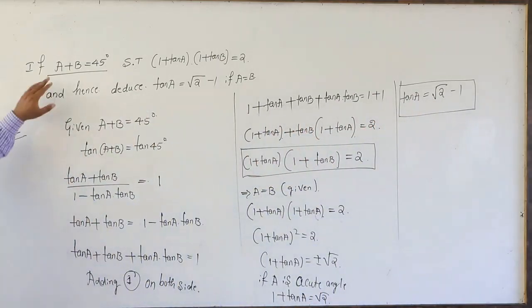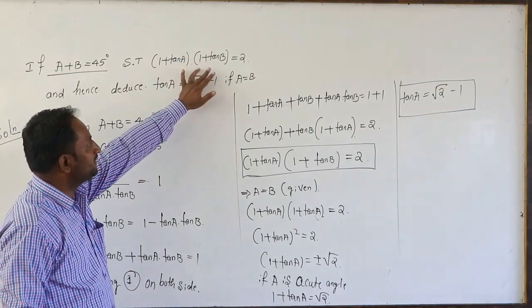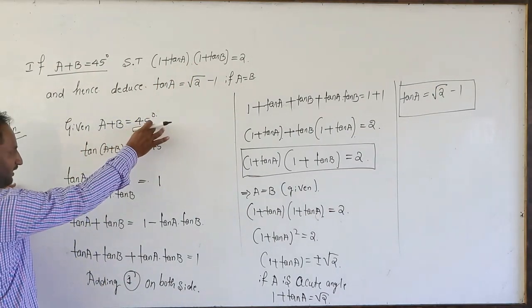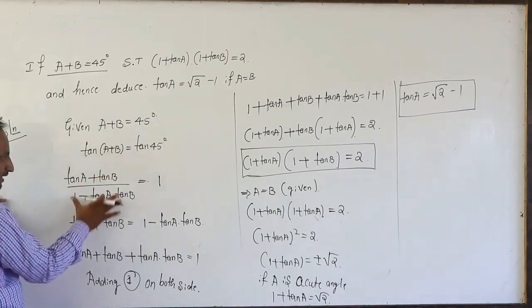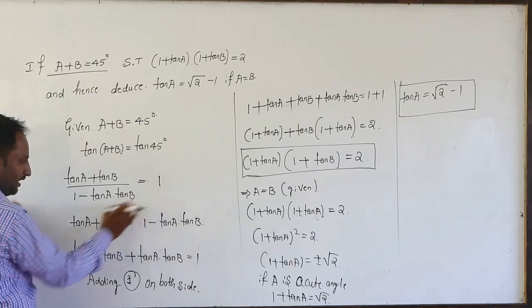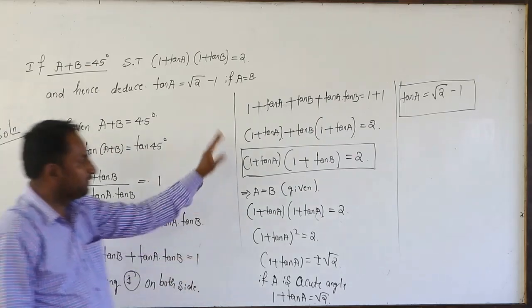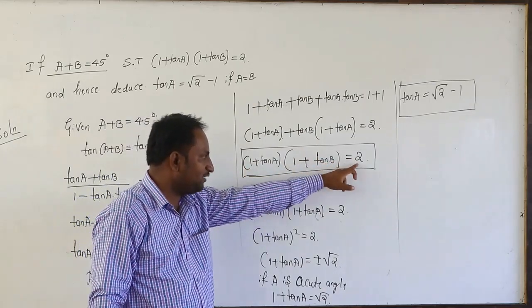Here again I can repeat. Here A plus B value is 45 degrees. Then show that (1 plus tan A) into (1 plus tan B) is 2. Given A plus B is 45 degrees, then applying tan, we know the formula for tan of (A plus B). Then tan 45 degrees is 1. Again cross multiplying, adding 1 on both sides, we get the result (1 plus tan A) into (1 plus tan B) is 2.